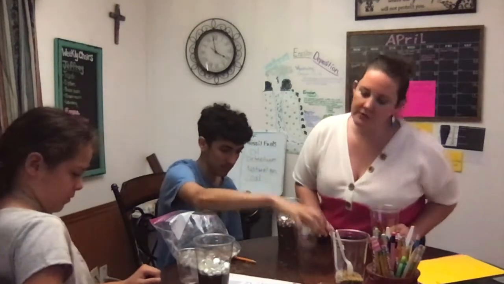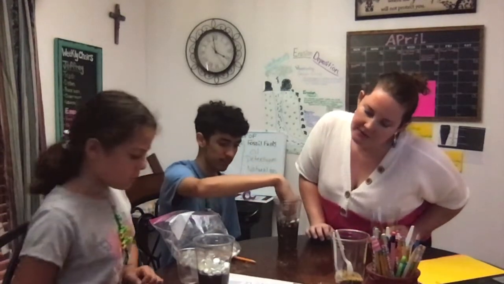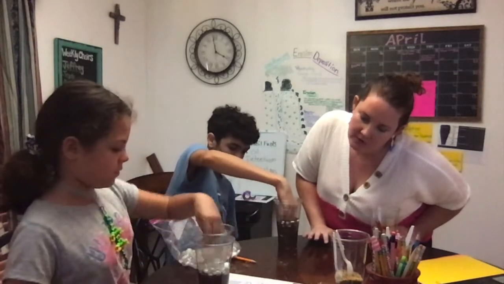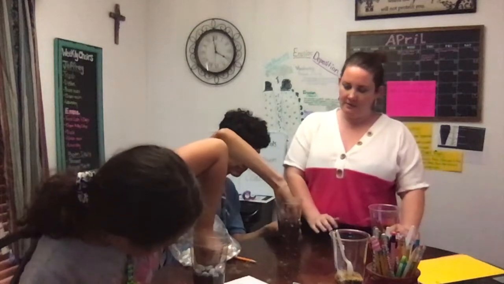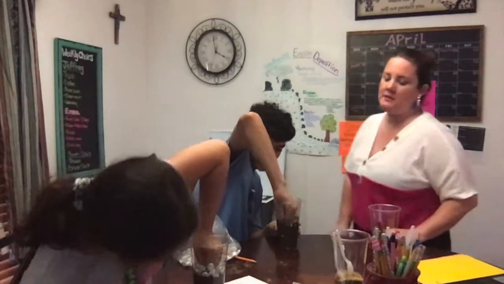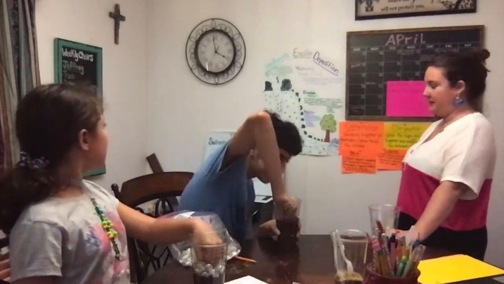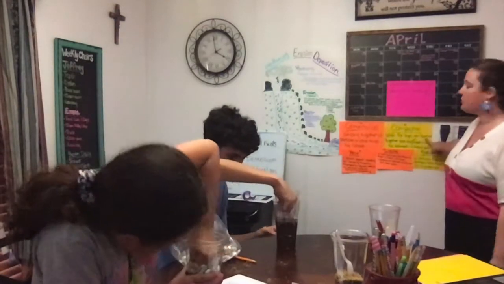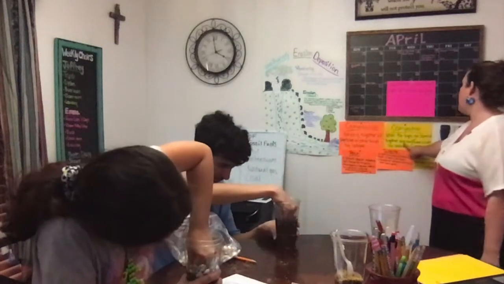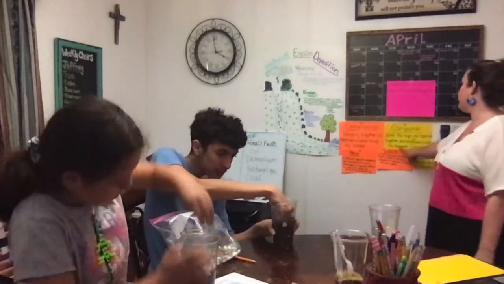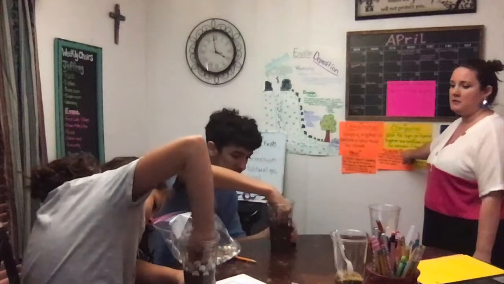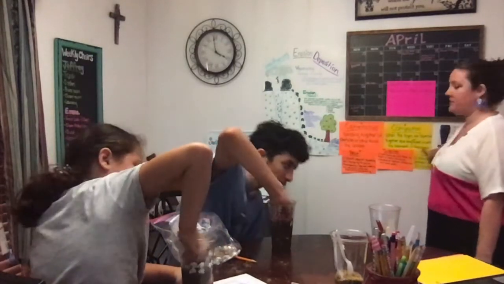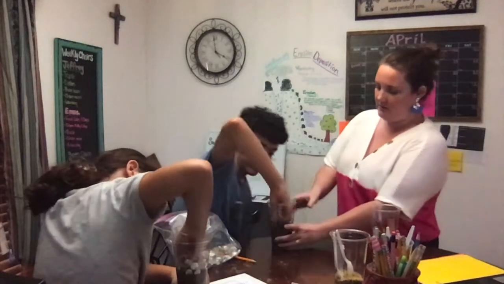Okay, so step 7. Take the second clear cup and push it down on the layers. Now what is this doing, guys? Making sedimentary. It's compacting it. When the layers are squeezed together, any water mixed in with the sediments, what are the sediments? Sediment, sand, soil, gravel. Is forced out.